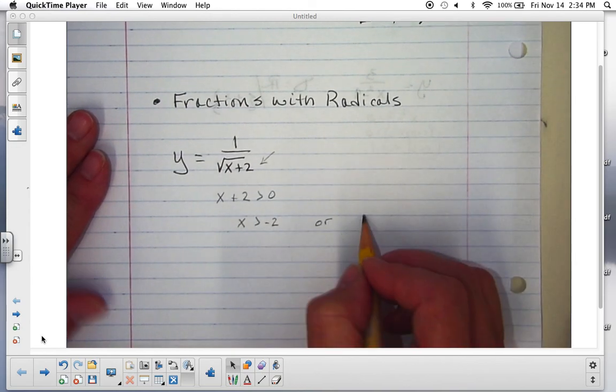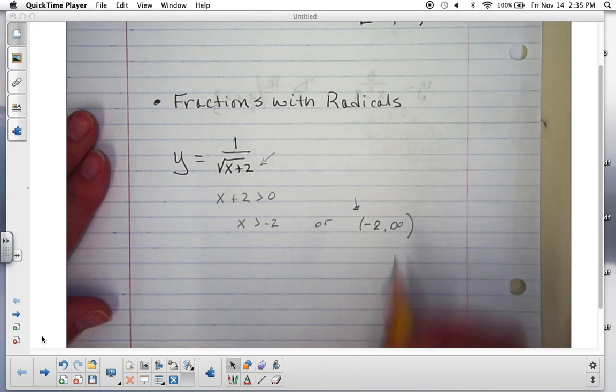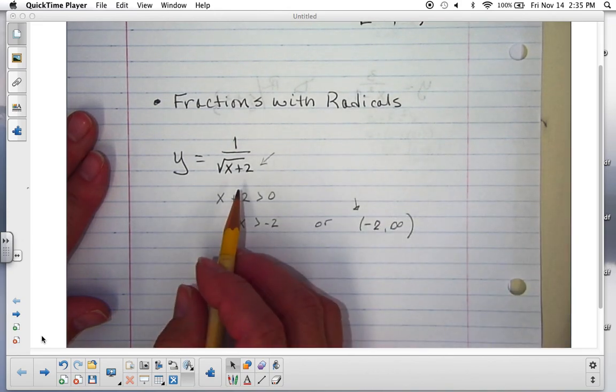Or interval notation would look like -2 to infinity again, except this is a parenthesis this time, not a bracket, because it was on the bottom.